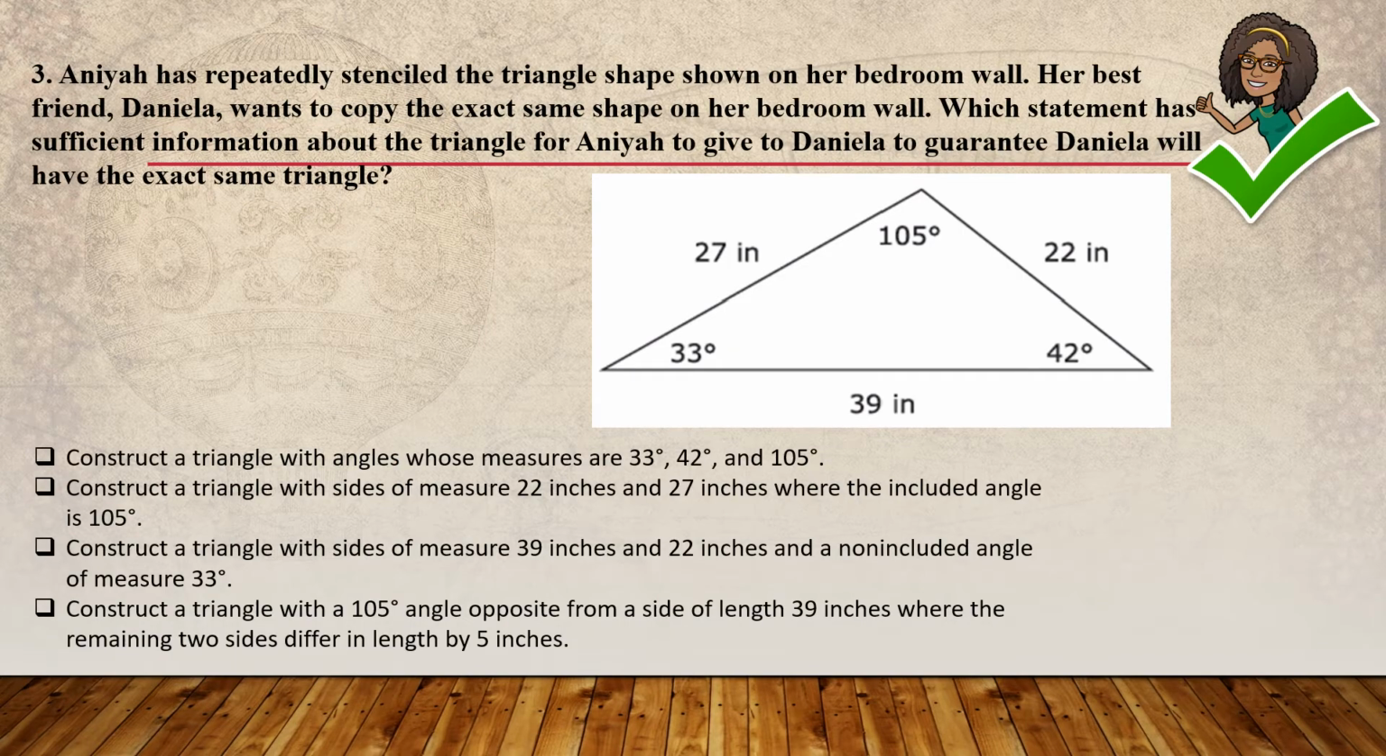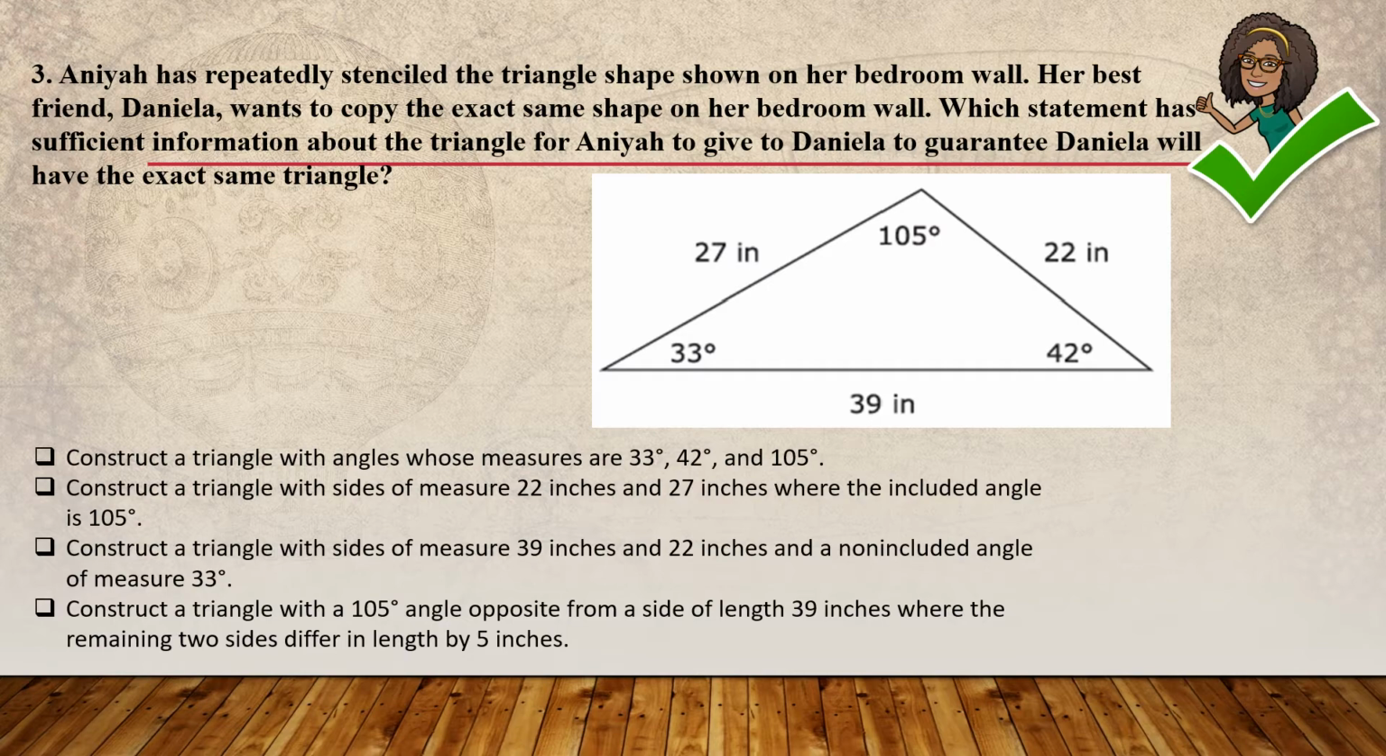All right, so let's look at number 3. Number 3 states that Anaya has repeatedly stenciled the triangle shape shown on her bedroom wall. Her best friend, Daniela, wants to copy the same exact shape on her bedroom wall. Which statement has sufficient information about the triangle for Anaya to give to Daniela to guarantee Daniela will have the exact same triangle?